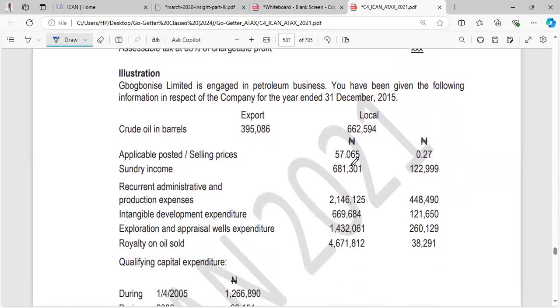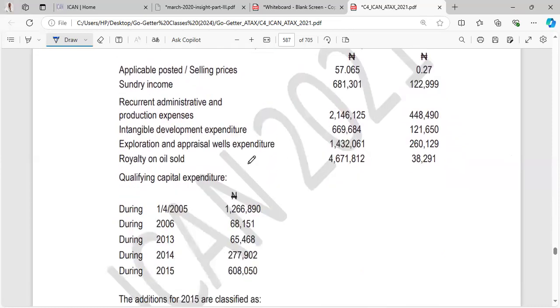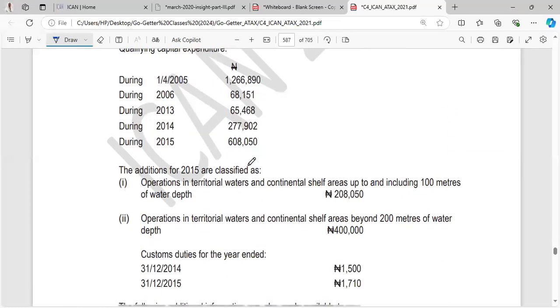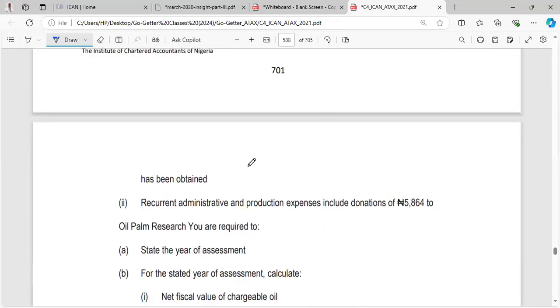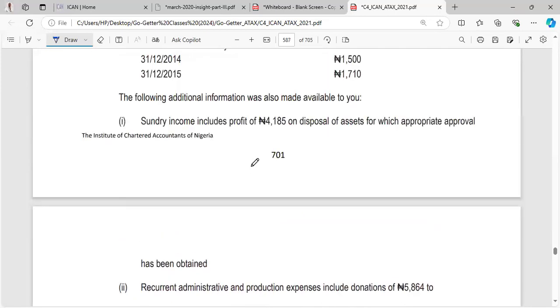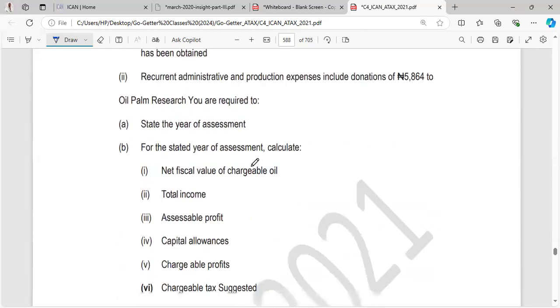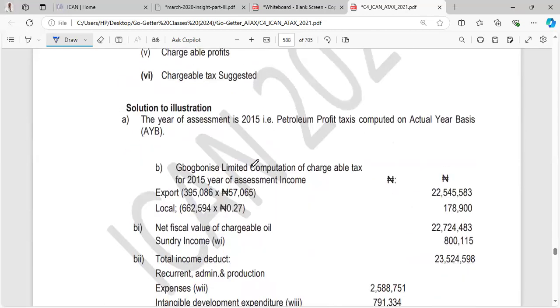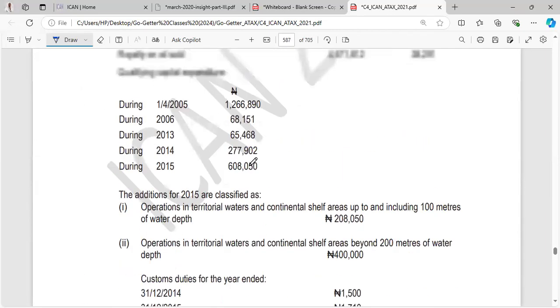Now we have a question here. Okay. Now this question seems to be loaded. All right. We'll look at the solution as we are solving it.